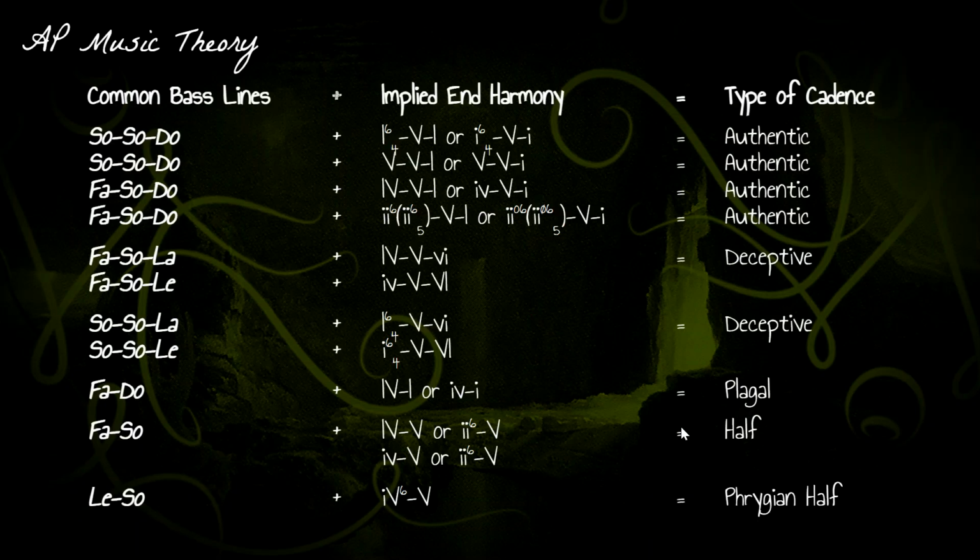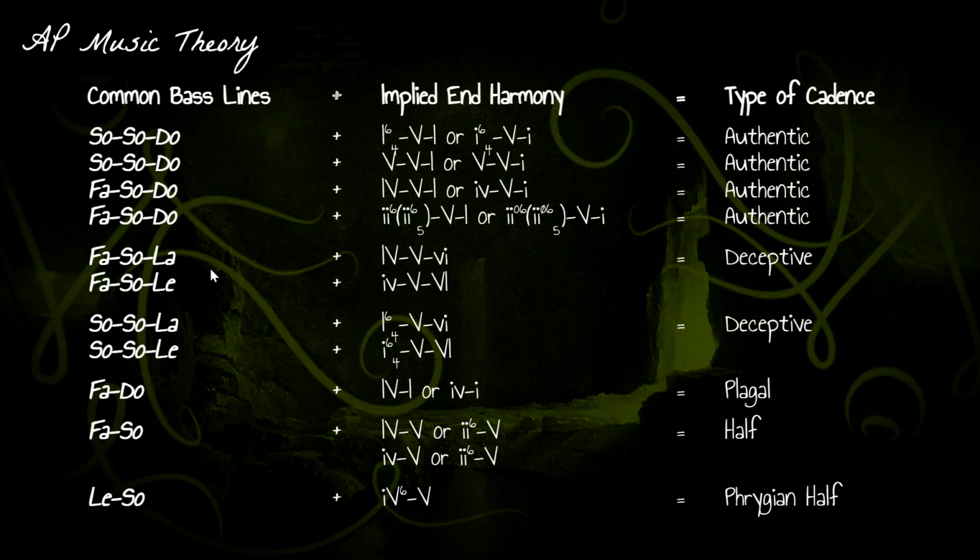We also have the implied end harmonies and their types of cadences, what they mean. So common bass lines: so do implies an authentic cadence, and here you see it spelled out. So do can also be spelled out this way. Fa so do also implies an authentic cadence, and we have 4 different examples of what fa so do might imply in the end harmony.